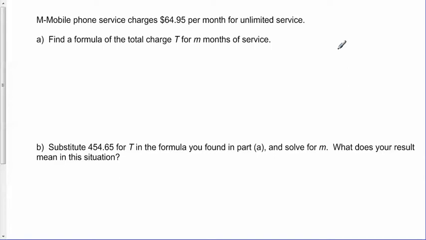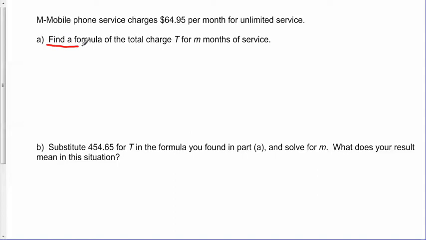M-Mobile phone service charges $64.95 per month for unlimited service. So we're going to find a formula for the total charge T for M months of service. And then in part B, we're going to substitute in a value for T. We're going to solve for M, and we're going to think about what our result means. So let's start off by finding a formula.